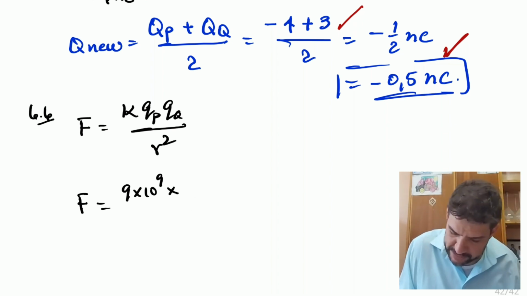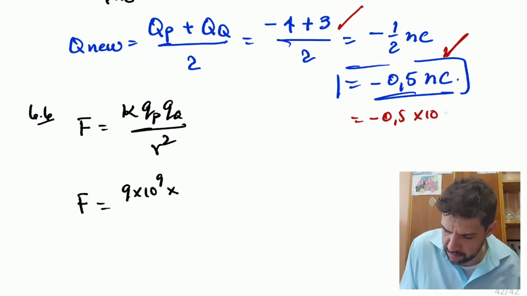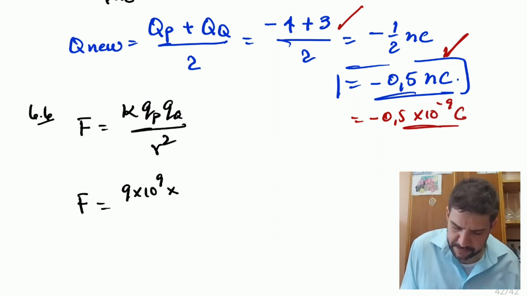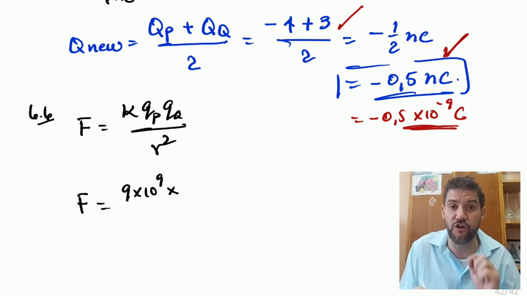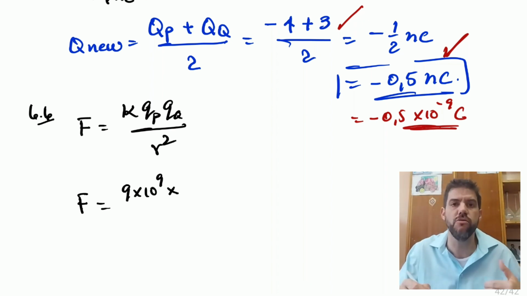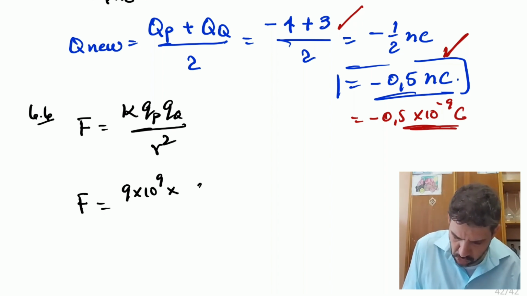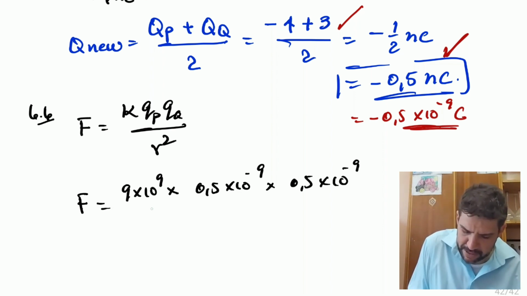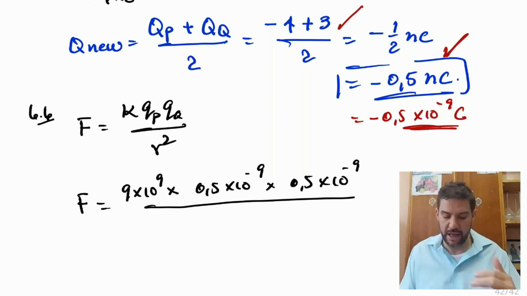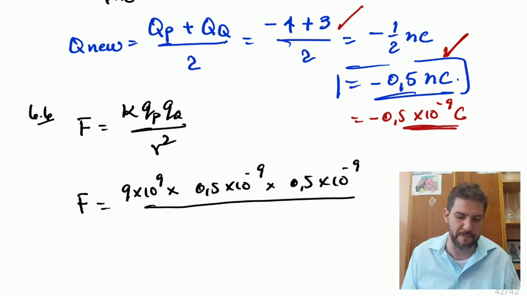I want to convert here. This one is equal to negative 0.5 times 10 to the minus 9 Coulomb. I'm converting. All right, guys, you don't have to convert there if you don't want to. But for the calculation using Coulomb's law, you must convert. So this one is 0.5 times 10 to the minus 9 times 0.5 times 10 to the minus 9. Remember, do not substitute the signs in this formula. You cannot put the minus in here.